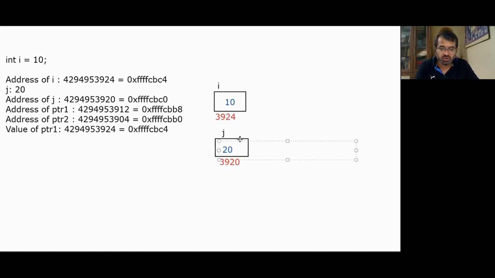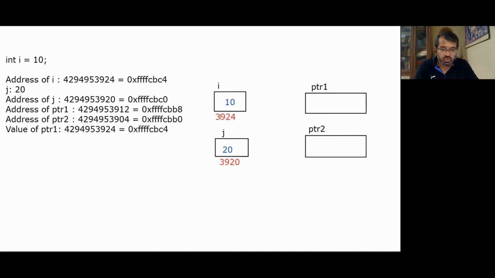Then we have PTR1 and PTR2. That means we have 2 additional variables, PTR1 as well as PTR2. So let's draw them. We have one variable called PTR1 that's of 8 bytes, and another variable called PTR2 that's also of size 8 bytes. So I'm just taking a larger box. This is your variable PTR1, whereas this is another variable, PTR2. So these are 2 pointer variables that we have.